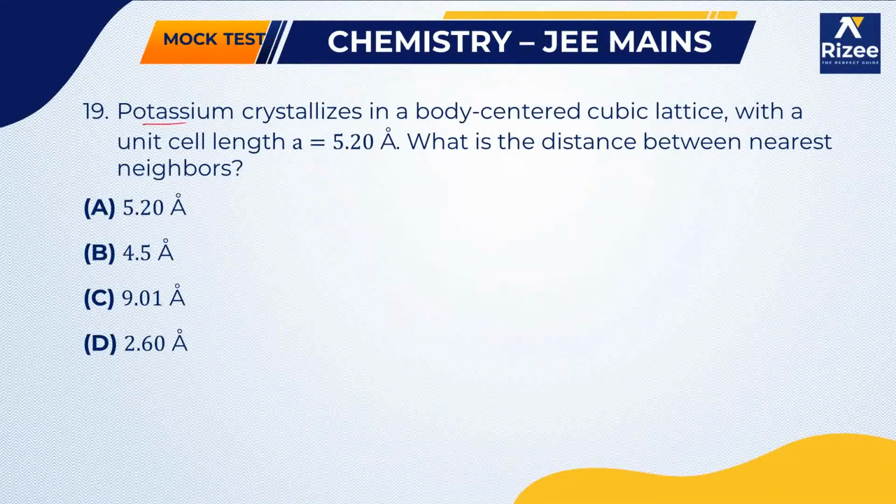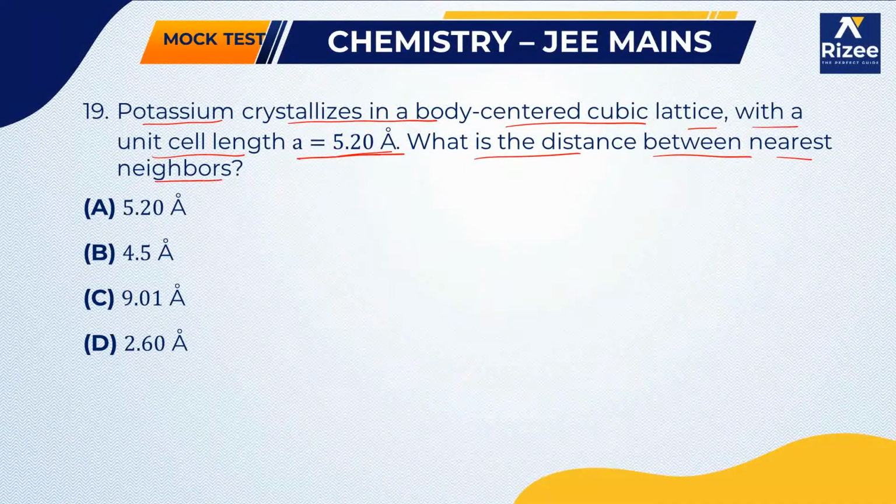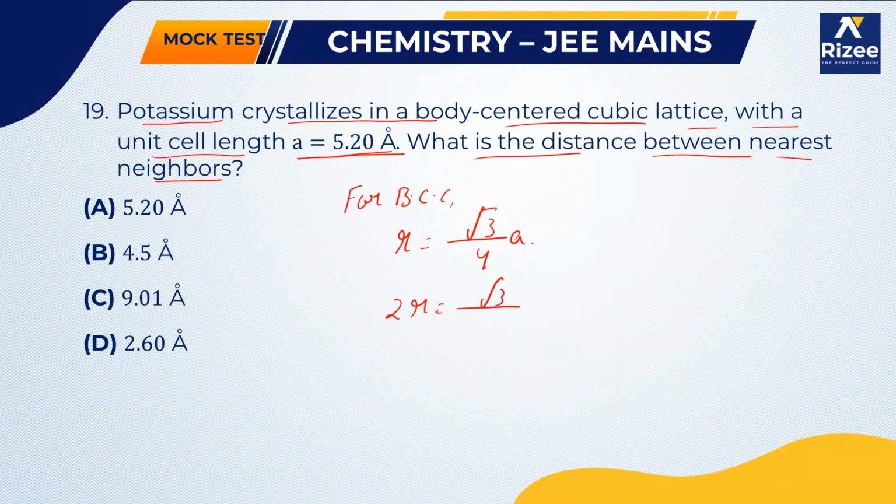Potassium crystallizes in a body centered cubic lattice with a unit cell length of a is equals to 5.20 angstrom, and he is asking what is the distance between nearest neighbors. So we know that for a BCC lattice, the radius is given as r is equals to root 3 by 4 into a. So from this we can write 2r is equals to root 3 by 2 into a. 2r is nothing but the diameter, which is the nearest distance between nearest neighbors.